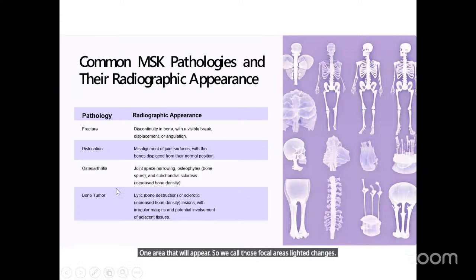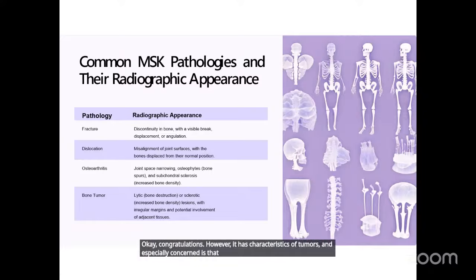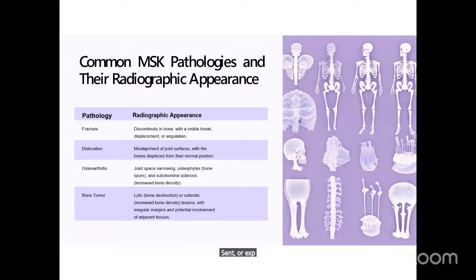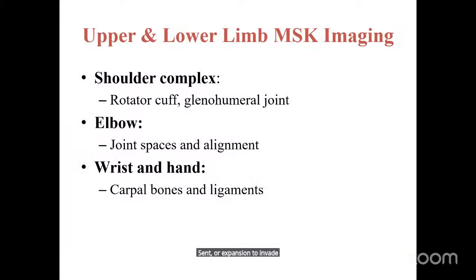Lytic. Have you seen the spelling there? Lytic, or bone destruction, or sclerotic. Lytic is destruction. Sclerosis is increasing in density. Okay, sclerotic lesions. However, the characteristics of tumors, especially cancer, is that they have irregular margins and a potential to descend or expand to invade other adjacent tissues. Are we together? Yes, sir.